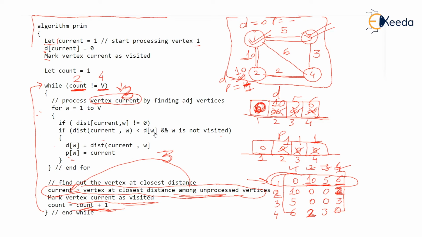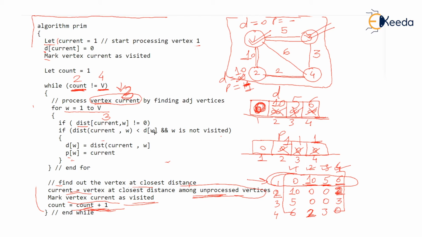We are not tracing the entire process for all vertices, but just tell me what will happen when we are processing the third vertex. Who are the neighbors of 3? How will you know who are the neighbors of 3? Start a loop again from W equal to 1 to V, and every time you take the third row, you see the dist matrix.